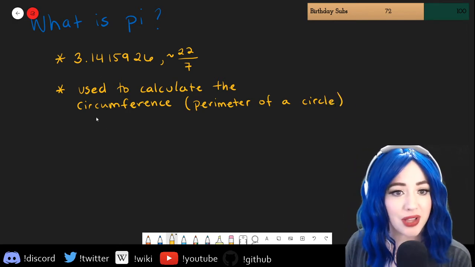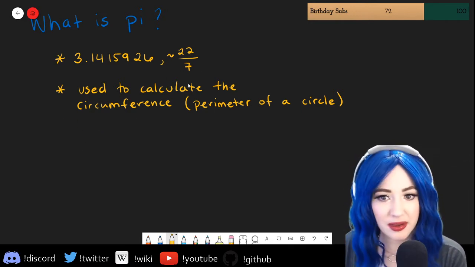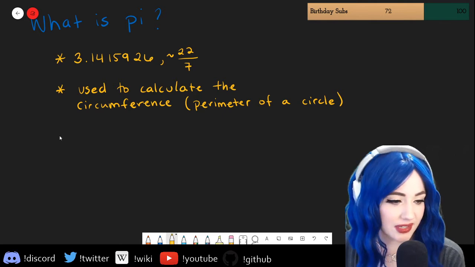All right, handwriting check. Is this legible? I can try to be a lot neater. I'm trying to slow down and be very neat, but let me know if it is not readable.